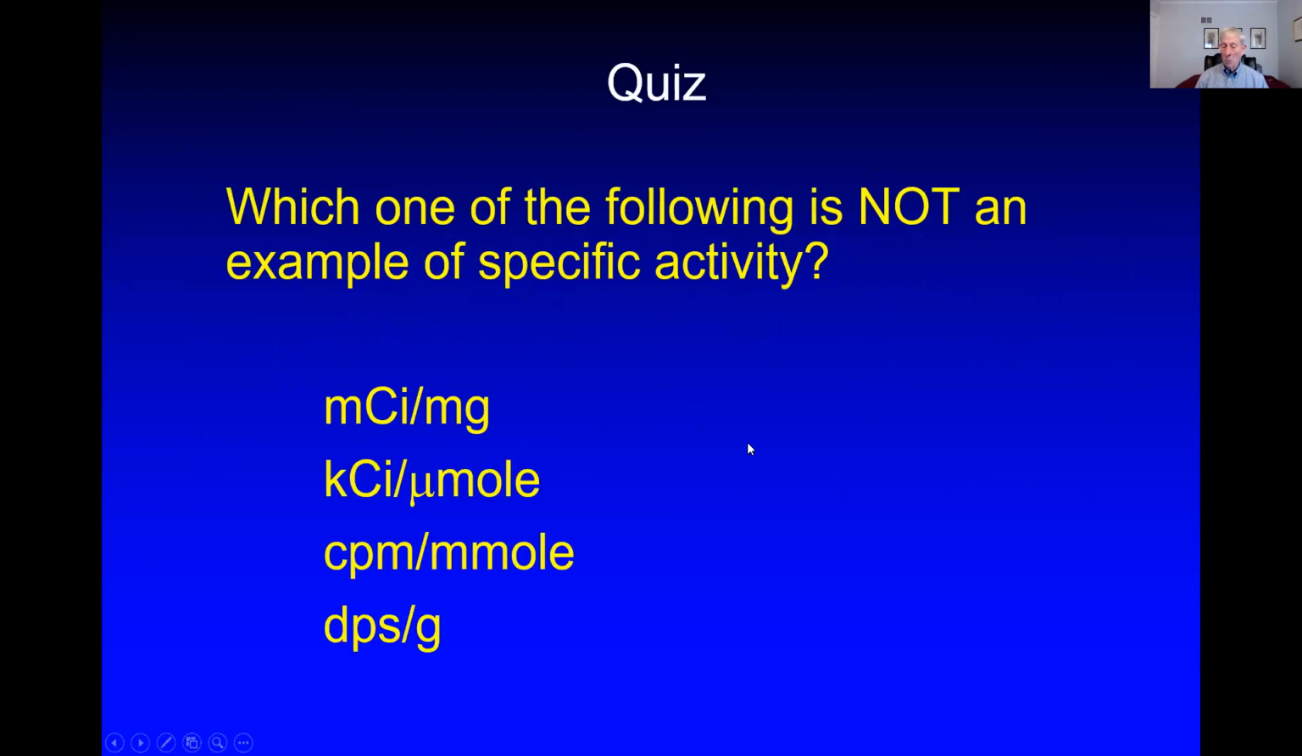So here's a problem right off an exam. Which one of the following is not specific activity? Now, all you want to know is, is this an activity over mass? The first one, millicuries per milligrams, yes, activity over mass. How about this one? Kilocuries, that's an activity. Micromoles, that's a mass. How about this one though? Counts per minute per millimole. Could that possibly be specific activity? Yes or no? No, because with counts per minute, you don't know the detector efficiency. Therefore, you don't know the number of disintegrations per millimole.